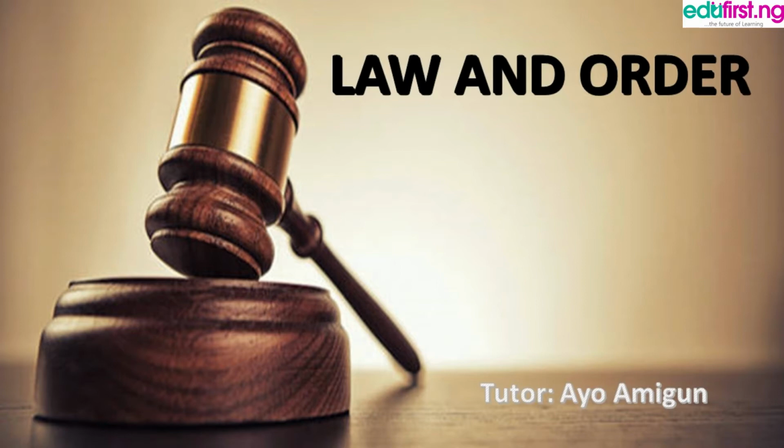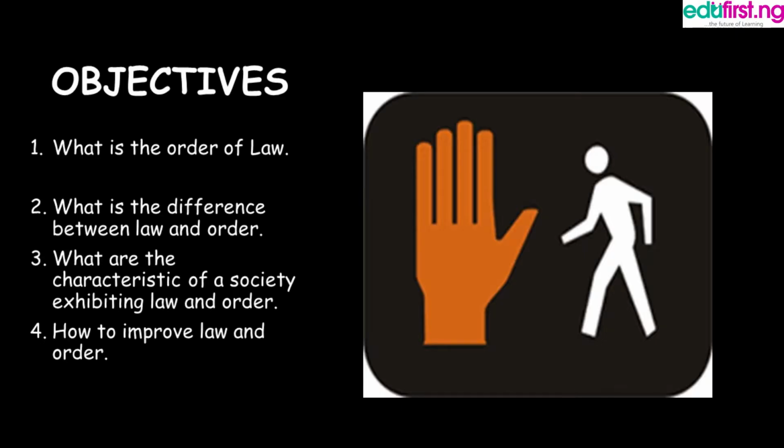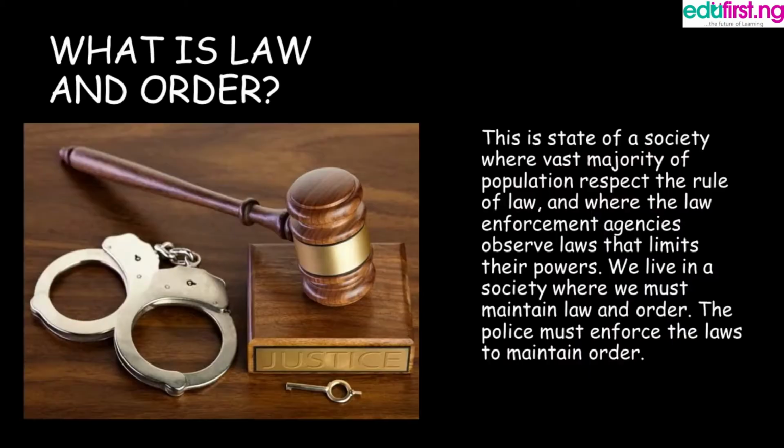My name is Ayo Amigun, and our topic today is law and order. We'll be looking at three objectives today, and I believe at the end of today's topic, students should be able to: 1. Know what is law and order. 2. What is the difference between law and order? 3. What are the characteristics of a society exhibiting law and order? And the last one, how to improve law and order. Though we have other objectives that we'll be looking into in the topic, but these are the few highlighted ones. So, let's start with what is law and order.